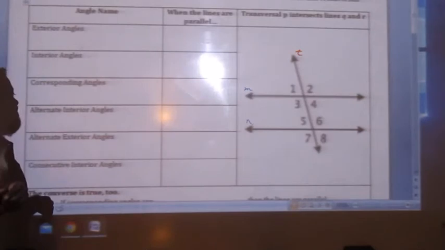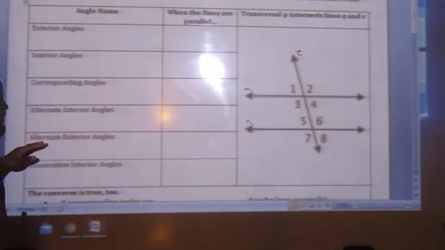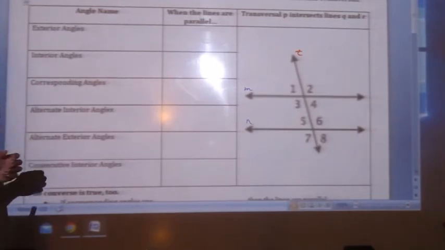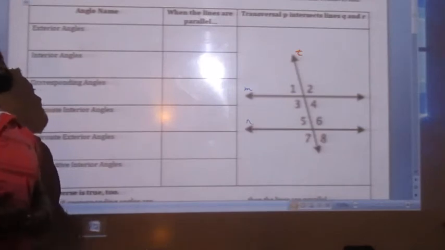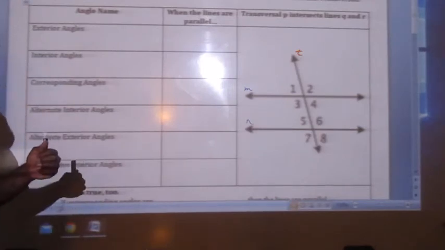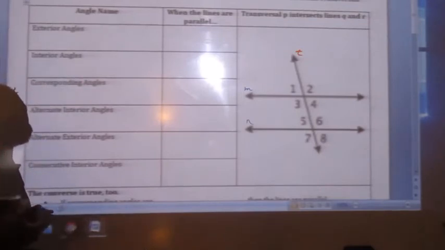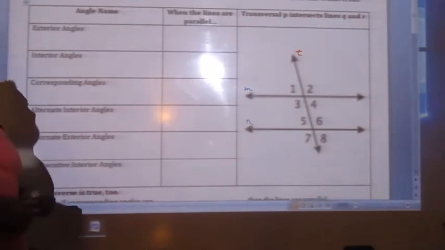Corresponding angles, alternate interior, and alternate exterior, these three sets right here are what makes these angles congruent. Consecutive angles, also known as same side interior, are what make these angles added together to make 180 degrees. So let us look at the exterior angles, all right?